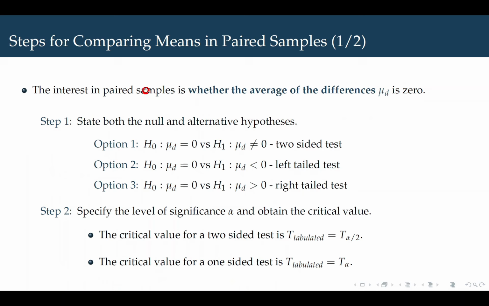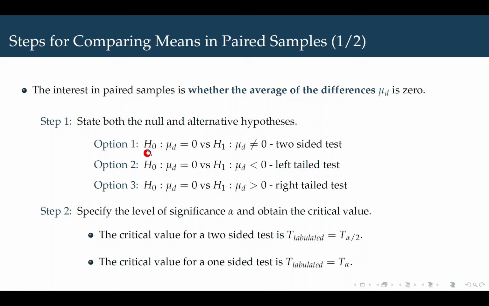Then here, as usual, let's look at the steps for comparing these means in the case of paired samples, or for testing whether the average of the differences is actually 0 or not. So first we have to state the null and alternative hypothesis. So we will have either of these three options.